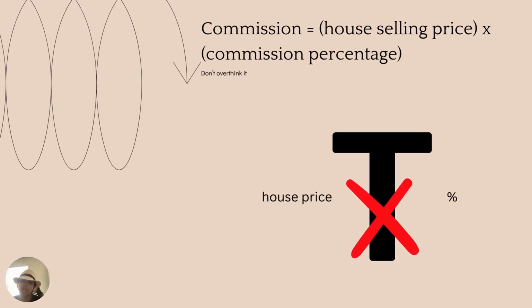So commission. Commission equals house selling price times commission percentage. That is always what it is. Don't overthink it. All right.